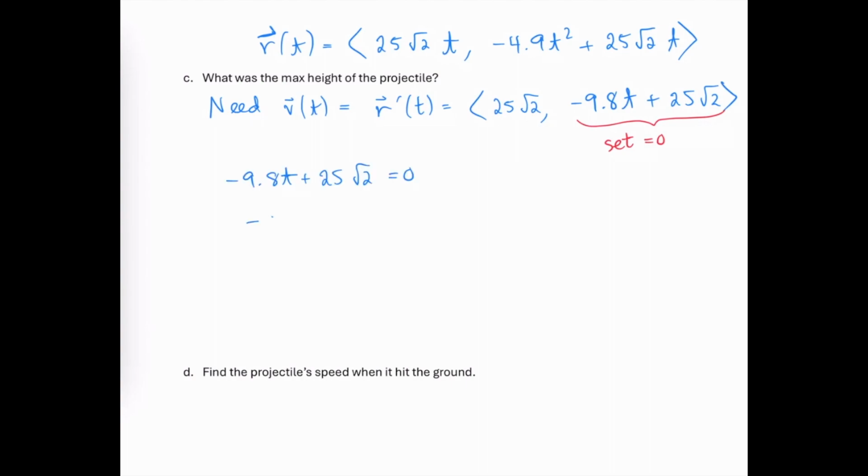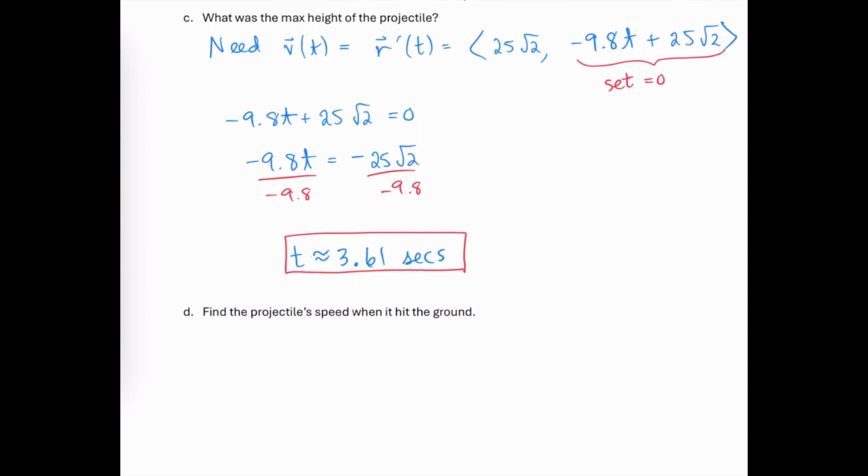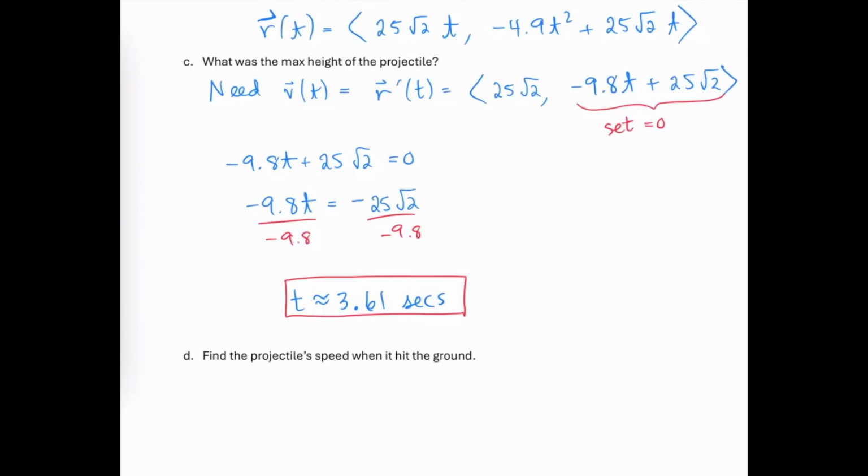And so here we go. We have negative 9.8 t. We're going to subtract 25√2 from both sides here, and then divide both sides by negative 9.8. By the way, I am rounding this off, so t is approximately 3.61, and there should be no surprise that that's exactly half of the time that it took to hit the ground. But we found this in a way that works every time, whether we fire from the ground or fire from a raised platform.